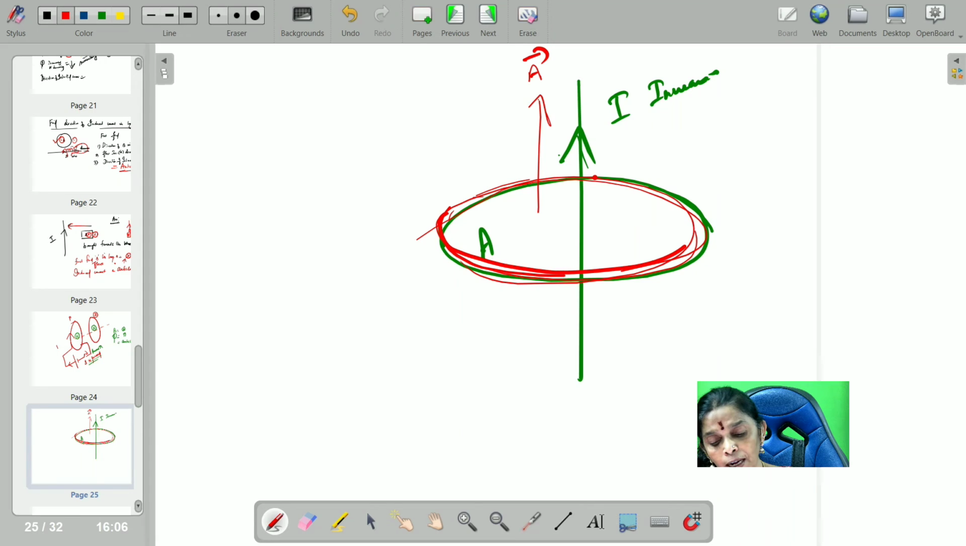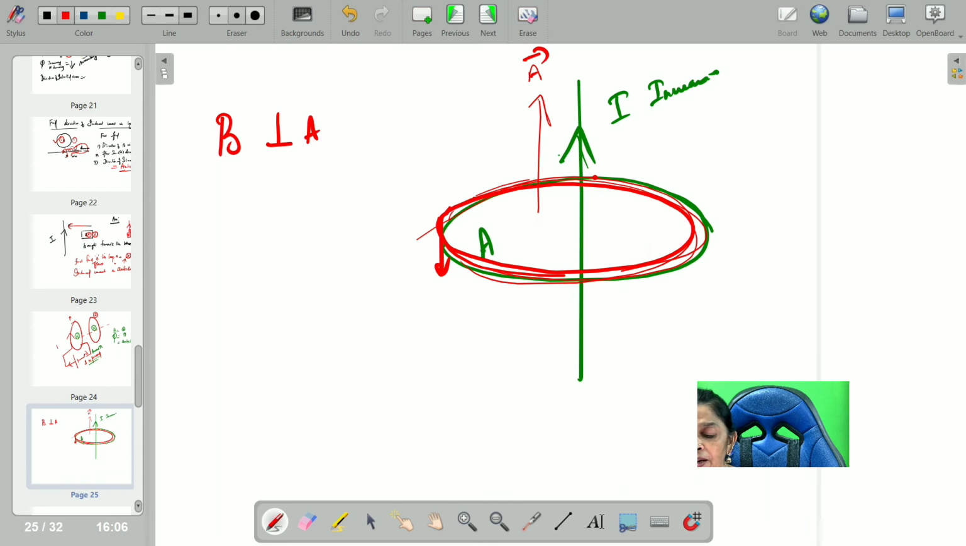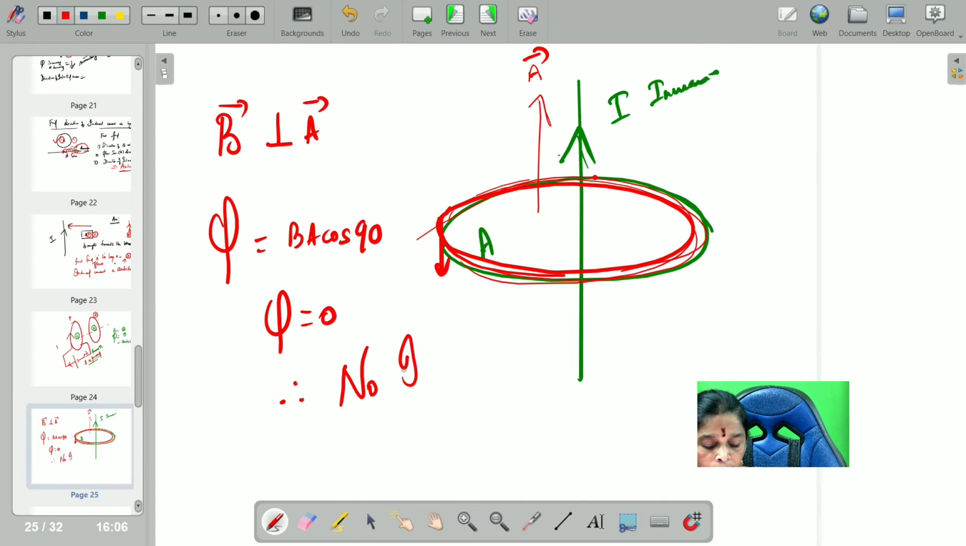This is the magnetic field. What is the angle between B and A? B is perpendicular to the area. So therefore, magnetic flux phi is equal to BA cos theta, so flux is equal to 0. Therefore, no induced current.